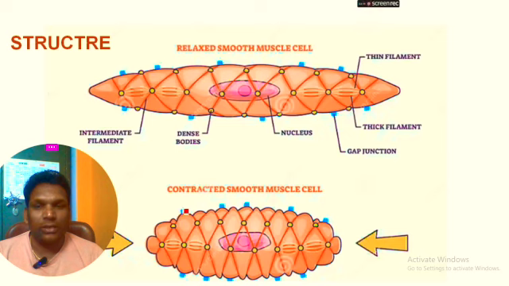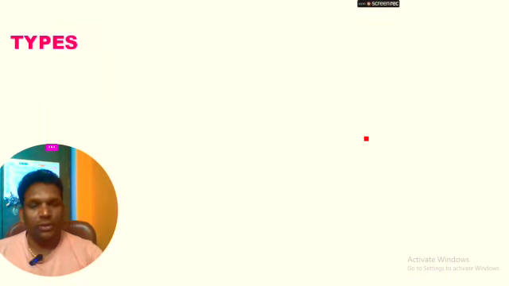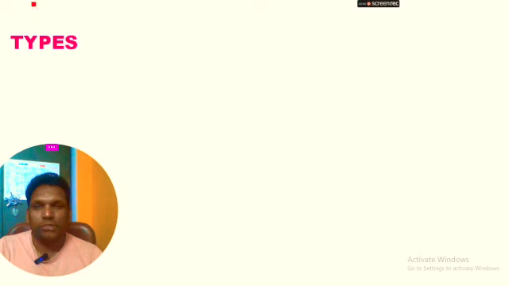Now we'll talk about the types of the smooth muscle. The smooth muscle is of two types. One is called the single unit smooth muscle fiber. The other one is known as the multi-unit smooth muscle fiber. The single unit smooth muscle fiber is also called visceral muscle fiber.